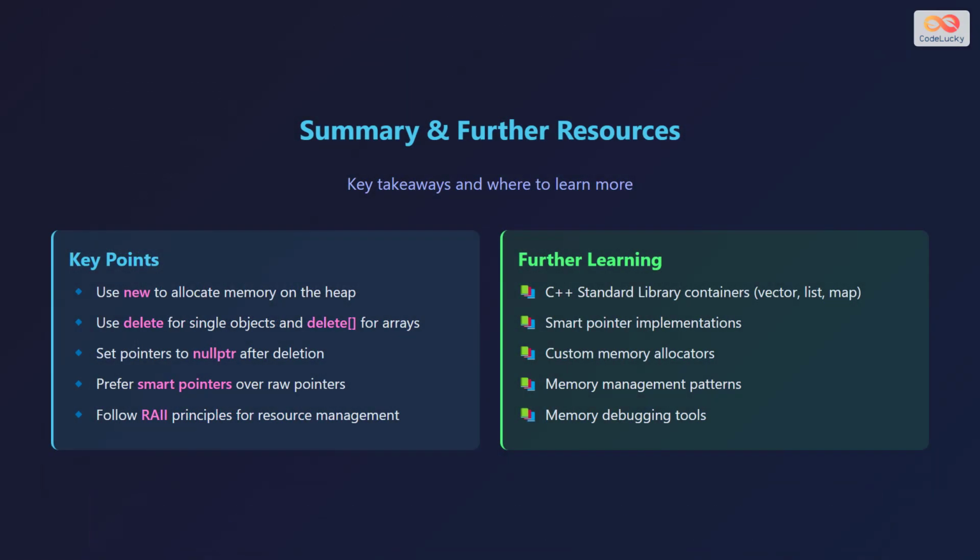Let's summarize what we've learned and explore further resources for delving deeper into dynamic memory management. We use new to allocate memory on the heap and delete for single objects, and delete square brackets for arrays. We set pointers to nullptr after deletion, and prefer smart pointers over raw pointers. Also, we follow the RAII principles for resource management. For further learning, you may want to explore C++ standard library containers such as vectors, lists, and maps. You may also learn smart pointer implementations, custom memory allocators, memory management patterns, and memory debugging tools.